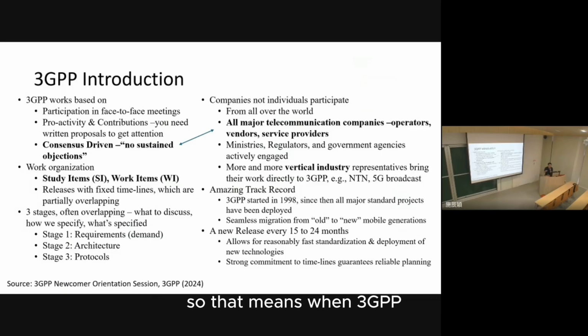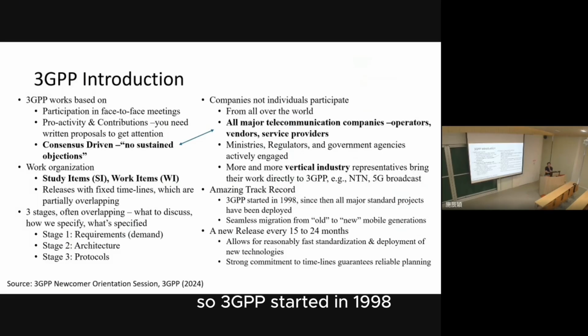So that means cellular communication is not only serving the cell phone and its broadband communication. When it penetrates into more different verticals, we actually see the impact on those verticals, so they send delegates to 3GPP.